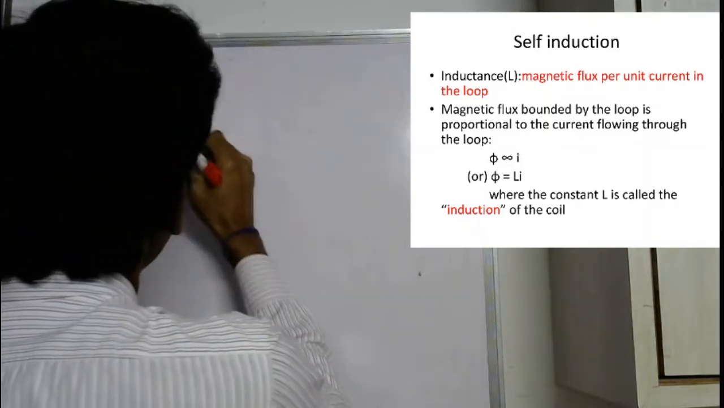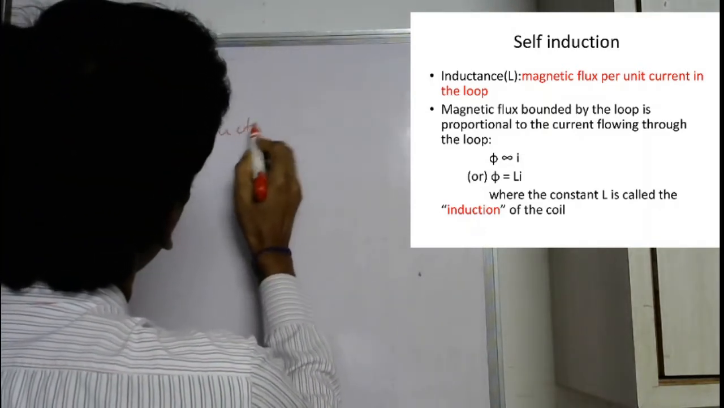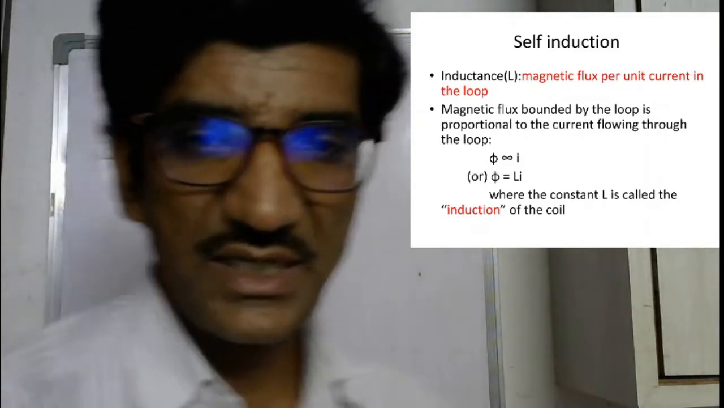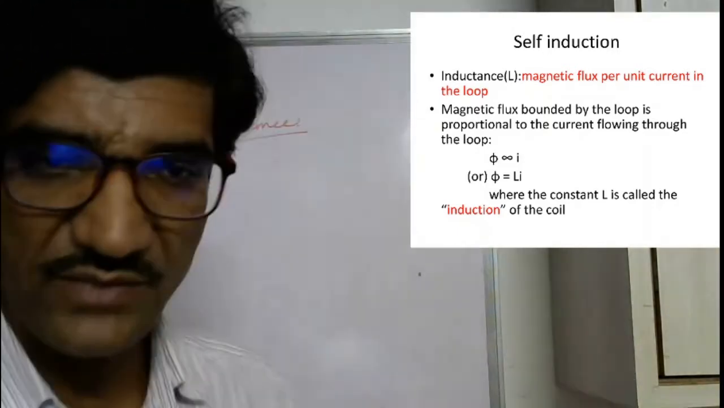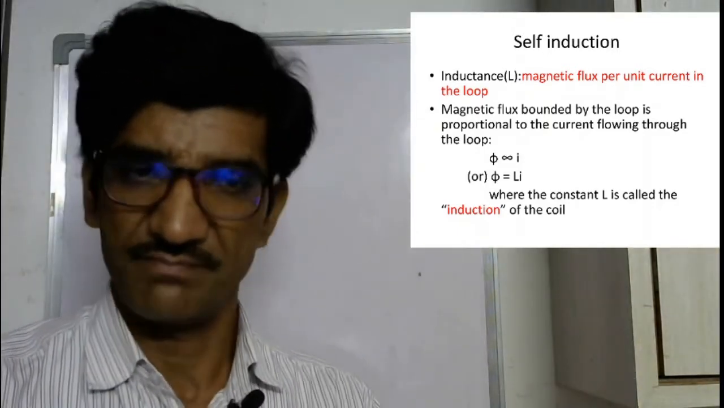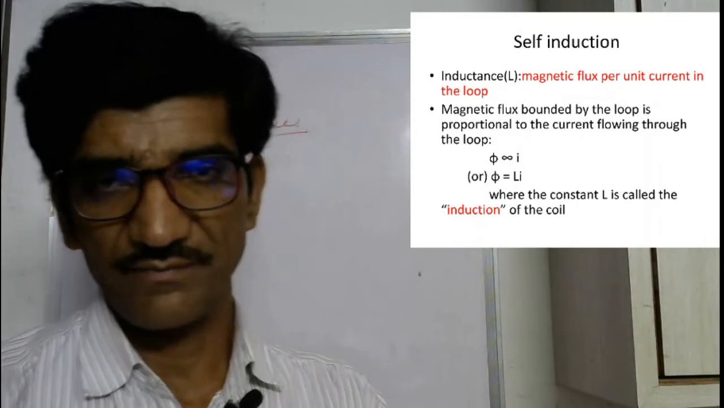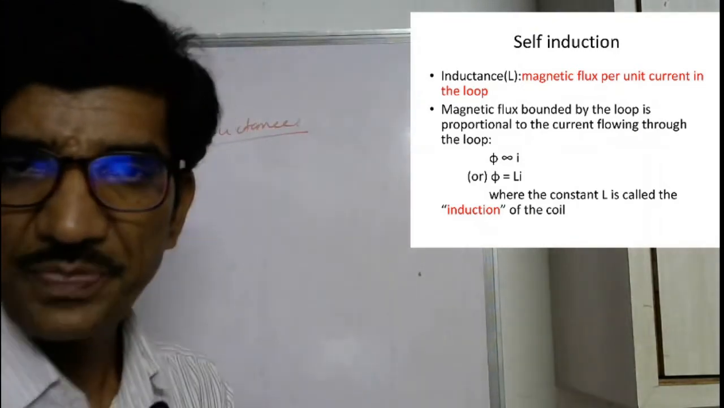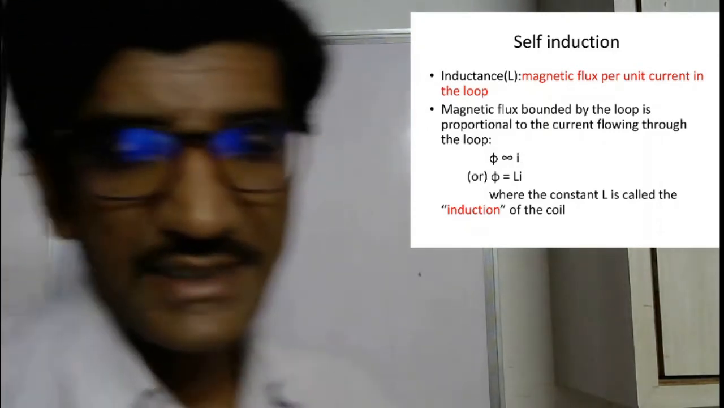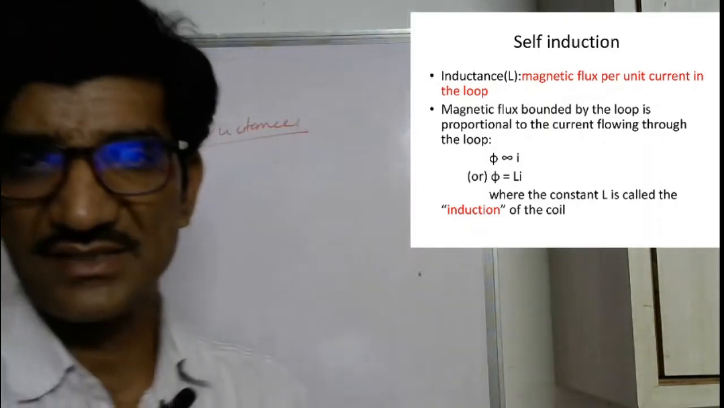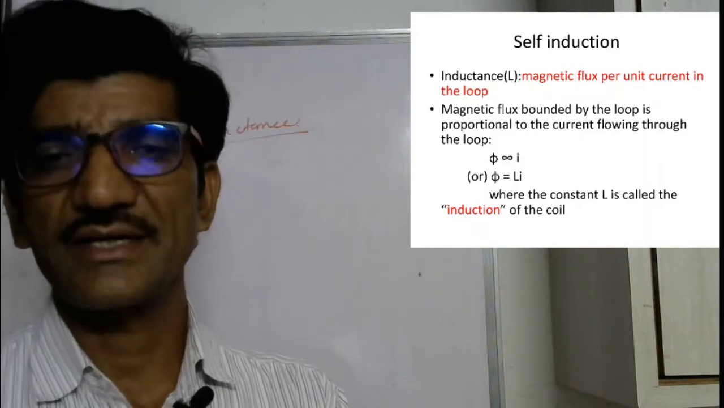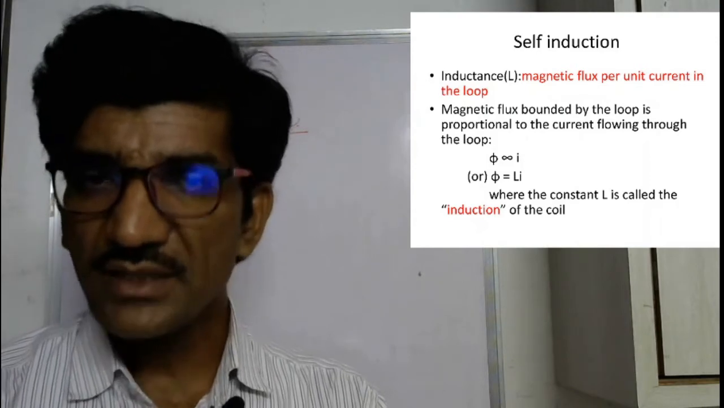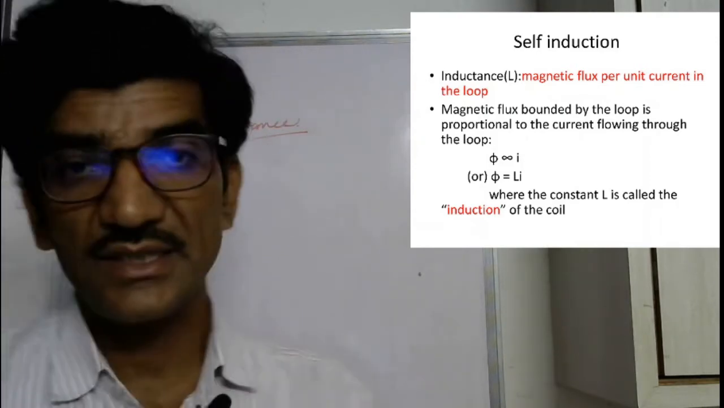Inductance. It's a new physical quantity we are going to define. This will characterize the self-induction of a coil. What is the definition of this? It is nothing but the magnetic flux per unit current in the loop. Magnetic flux per unit current in that loop.